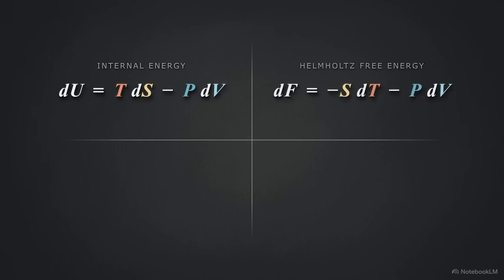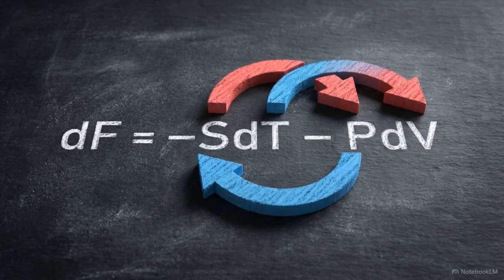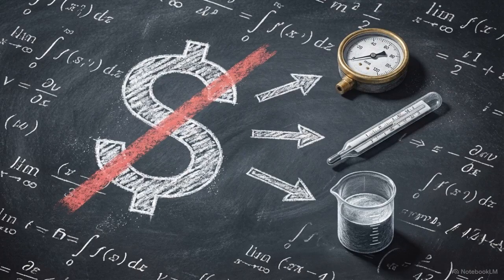For problem 2.18, we establish Maxwell's relations by writing exact differentials for the 4 potentials. First is internal energy, then Helmholtz free energy, followed by enthalpy and Gibbs free energy. Because these are state functions, they contain exact differentials. By applying the exactness condition to the Helmholtz free energy, we show that the partial derivative of entropy with respect to volume at constant temperature equals the partial derivative of pressure with respect to temperature at constant volume. These relations allow you to substitute difficult-to-measure entropy values with measurable data like pressure, temperature, and volume.